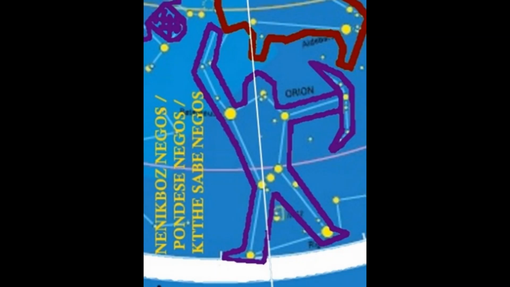The next interpretation of that constellation is Pondasa Nogos. Now, Pondasa is the winter maker, and this being a winter constellation, he's bringing snow. And the third interpretation of this constellation is Kchisaba Nogos. That is the Bigfoot constellation.